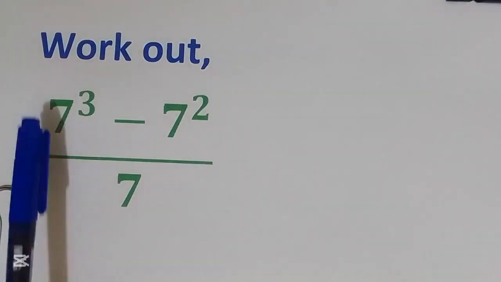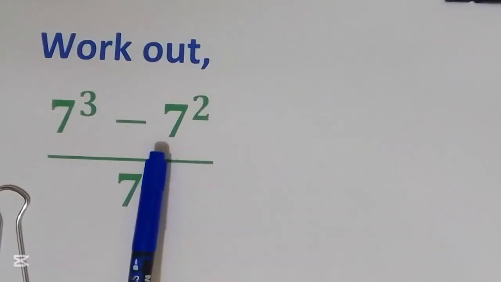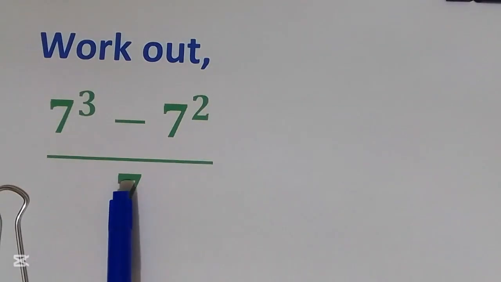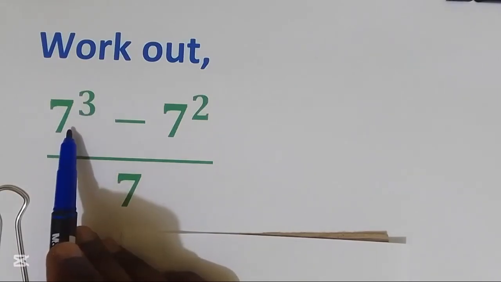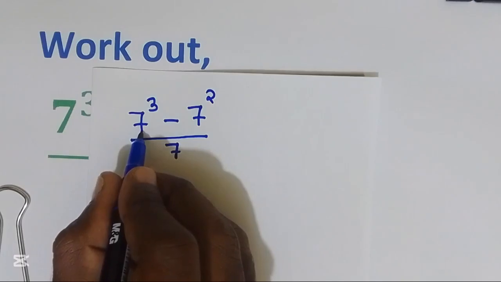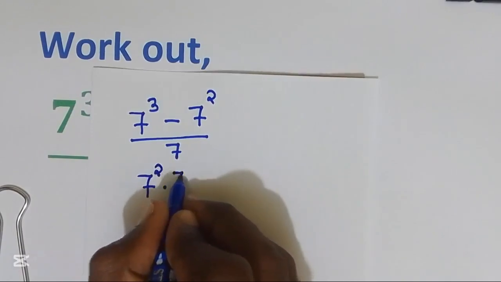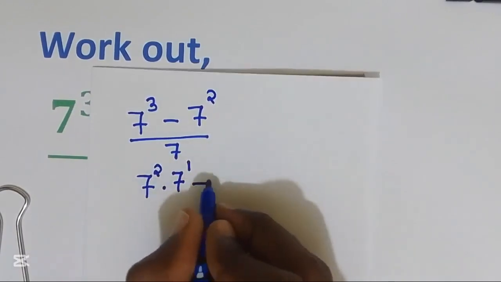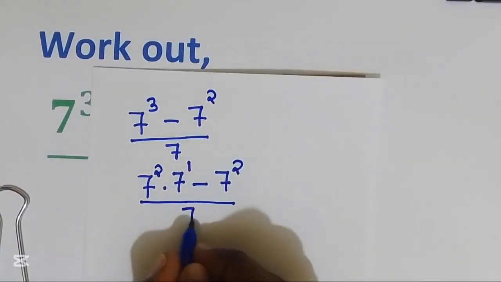They gave us 7 cubed minus 7 squared, divided by 7. As you can see, inside 7 cubed, there is 7 squared. So, I'm going to express 7 cubed in terms of 7 squared and 7 power 1. 7 cubed is the same as 7 squared multiplied by 7 power 1, minus 7 squared, over 7.